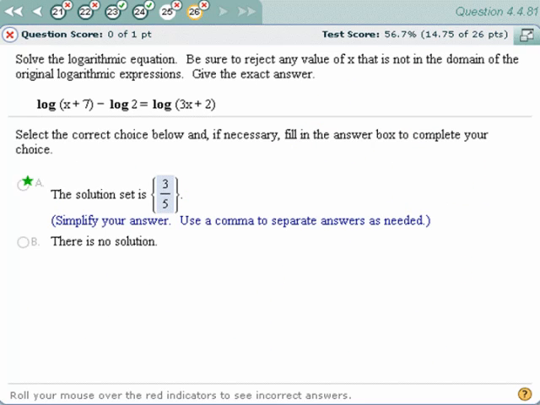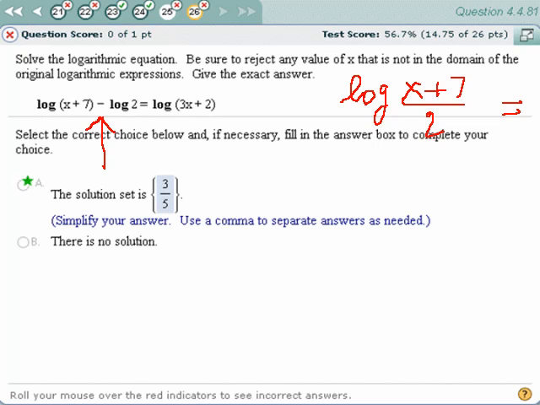Here's the third problem. I have a log equals a log. In this case, this is what I'm going to do. I'm going to use the same property I used before. For subtraction, I'm going to change it to division. So I'm going to write this problem as log of base 10. If there is no base, it's base 10, and we don't have to write it. I'm going to write it as a ratio. x plus 7 over 2 equals log of 3x plus 2.